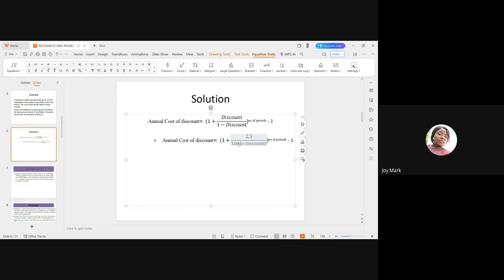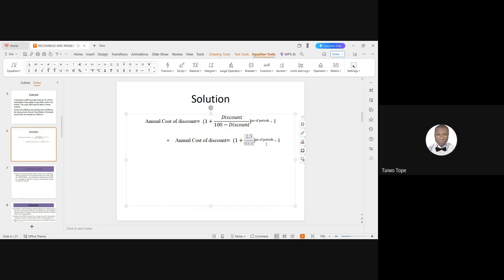That's on the formula. That is 1.5, right? Let me see. 1 minus 2.5, minus 1.5. So it's 100 minus that discount value. That's 97.5. Yeah. So why are we using 100? The formula changed because it's in percentage. The 2.5%.